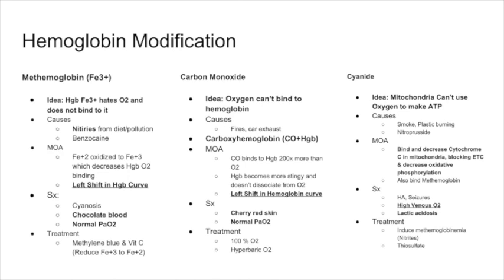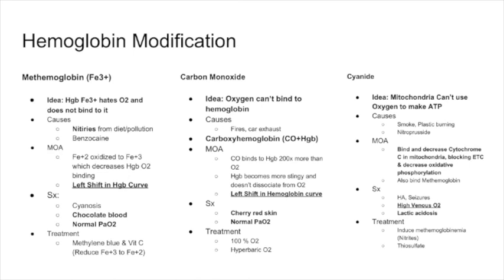Mechanism of action of cyanide toxicity is that cyanide binds and decreases cytochrome C in the mitochondria and blocks the electron transport chain and decreases oxidative phosphorylation. So it goes to the mitochondria and it blocks those enzymes. Cyanide also binds methemoglobin. Symptoms of cyanide toxicity are headache and seizures. The biggest thing I want you to be aware of with cyanide is high venous O2.